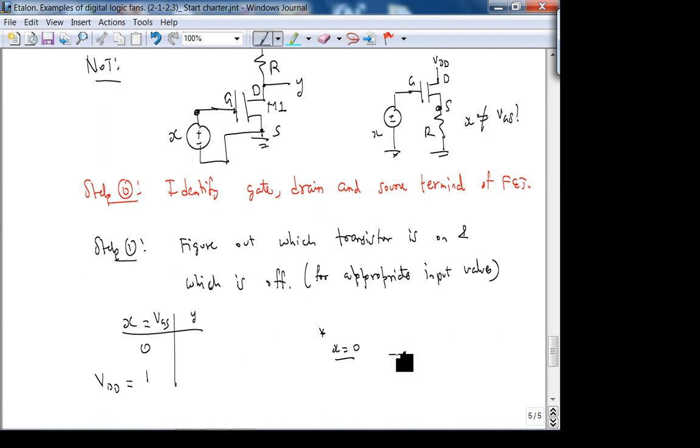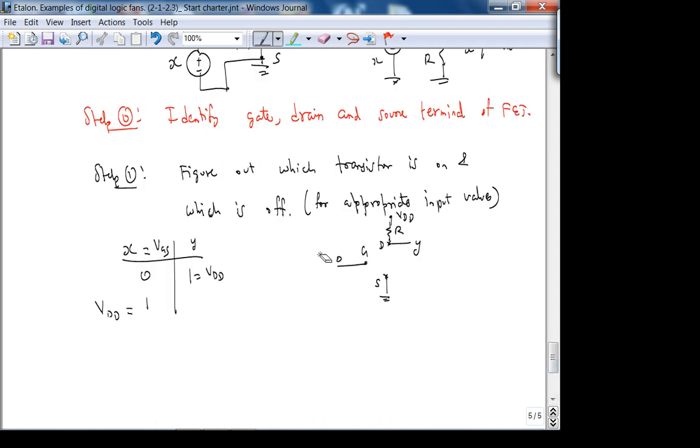So what I'm gonna do is X equals 0, so let me do this. So this is 0, here is the gate, here is the drain, here is the resistor, here is VDD, okay? The transistor is open, nothing going on there, okay? Here's my Y. What's Y in this circuit? VDD, right? So it's 1, which is equal to VDD, which I already told you, okay? So this is X equals 0. Let me just write it out this way. So what happens when X equals 1?